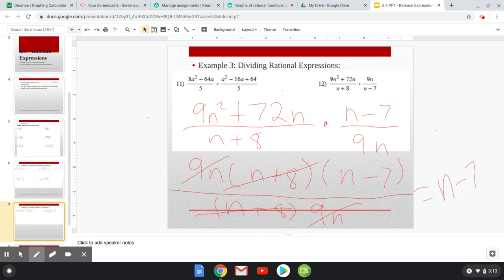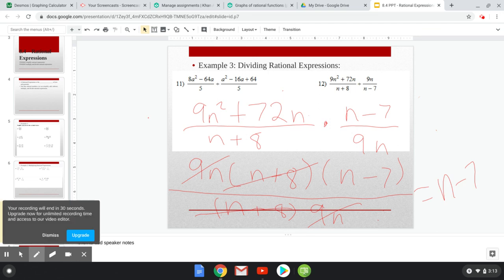So that's all you have to remember with division. It's just flip and then multiply across. But make sure you're flipping the second fraction, not the first fraction, just the second fraction.